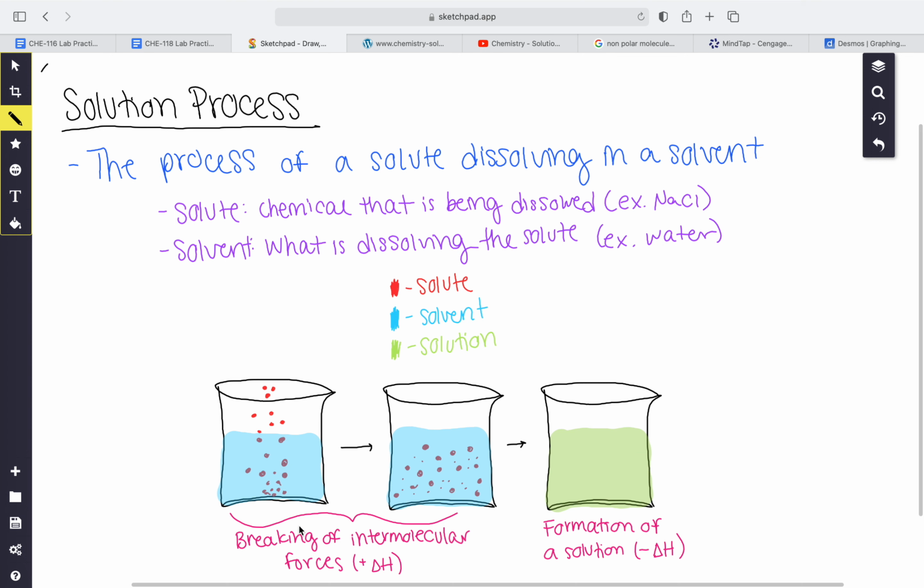So when you're breaking those intermolecular forces, usually that requires energy. So we say it's an endothermic process, right? That's usually, if you have a pot of water and you add salt to it, the salt's going to sit at the bottom if you add a lot of it, and it's not going to mix in until you stir it.